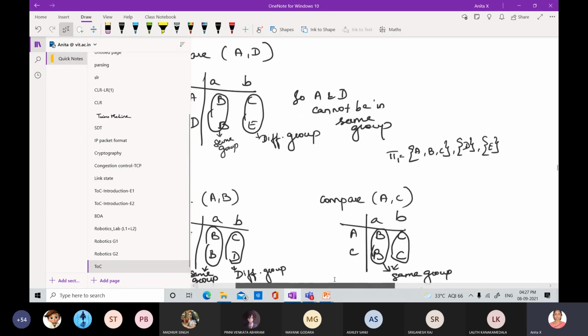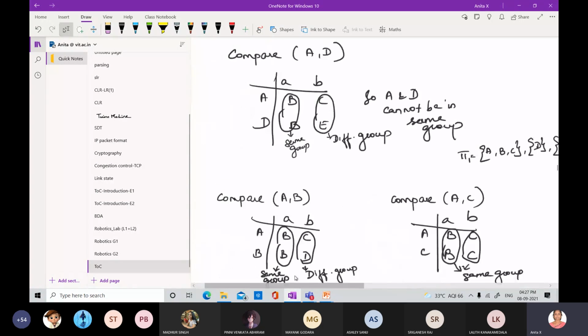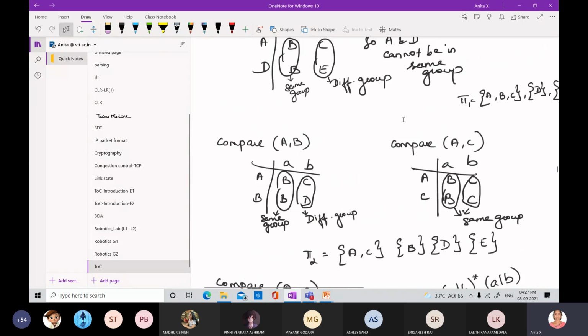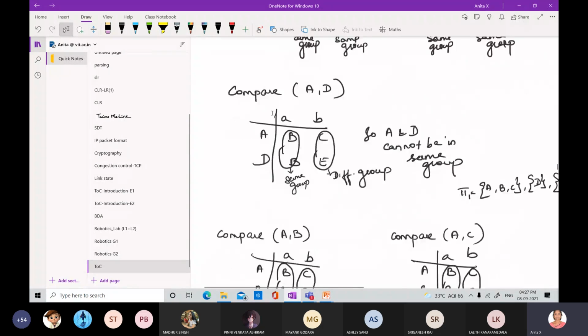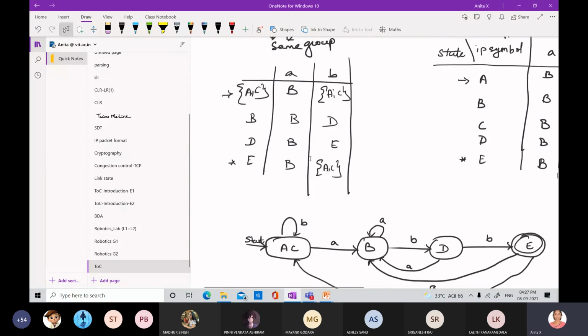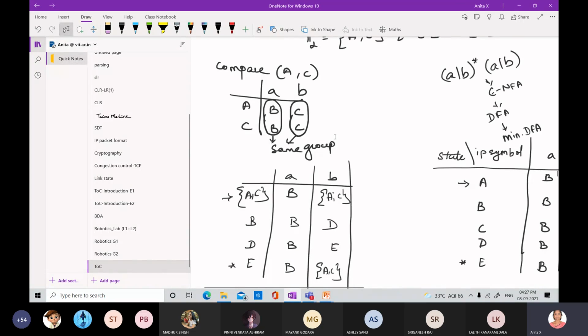Like that, I have to proceed with comparing each and every set. So A, B should be compared, A, C should be compared again. I have to repeat the process until I am not getting a new pi. Here first I started with pi. After comparison, I got pi 1. Next, I am getting pi 2, and then I am proceeding. If here you can see, I am comparing, both are in the same group. So pi 2 and pi 3 will be the same. So I am not getting a new pi, right? So I can stop with this and then group it.